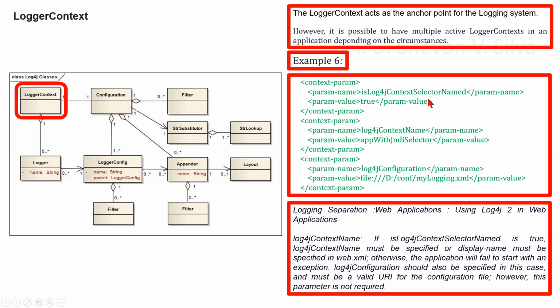Here, with the JNDI context selector, note that in this case you must also set the Log4j context selector system property to org.apache.logging.log4j.core.selector.JndiContextSelector. For security reasons, from Log4j 2.17.0, JNDI must be enabled by setting the system property log4j2.enableJndiContextSelector equal to true.